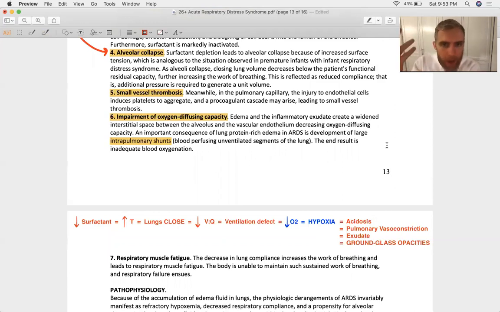Because elsewhere in the body, if we had a shunt, that would mean that there was a blockage or an insufficiency of some blood vessel flow. But that's not what happens in the lungs. You get a shunt in the lungs when there's a deficit of air, a ventilation defect.